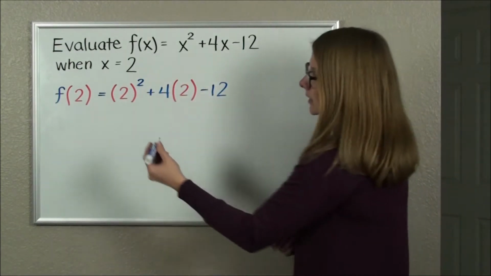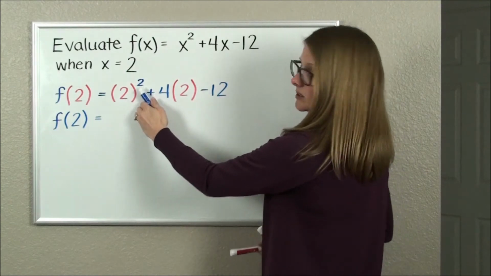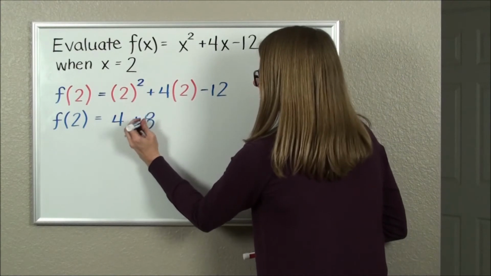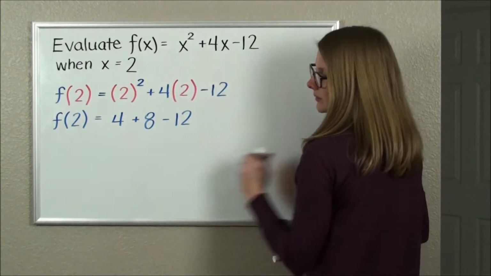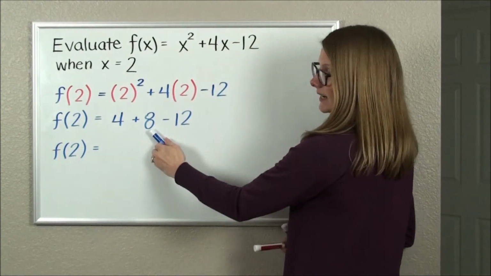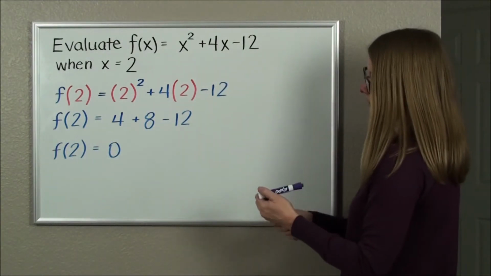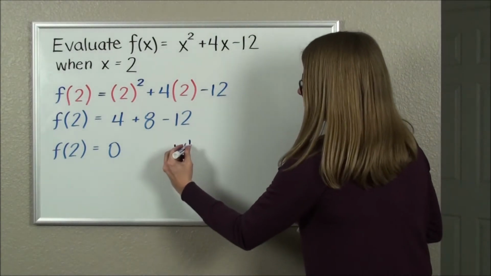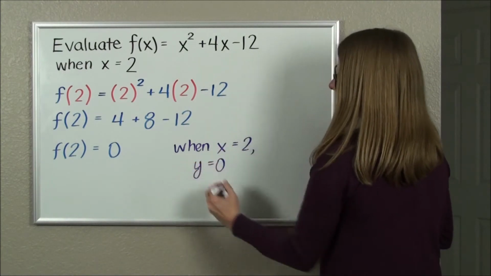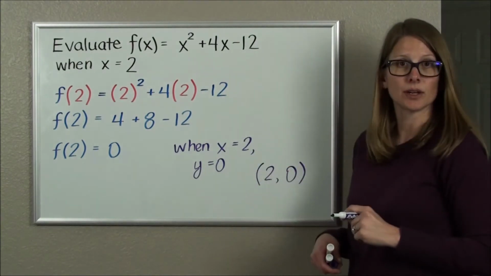So then cranking this out, I've got f of 2 equals 2 squared just means 2 times 2, so that's a 4, plus 4 times 2 is 8, and then minus 12. And then to do the addition and the subtraction, I'm just going to go from the left to the right. 4 plus 8 is 12, and then 12 minus 12 is 0. And so again, to interpret this, we would say that when x is 2, y is 0. And so a point on this parabola would be the ordered pair 2 comma 0.